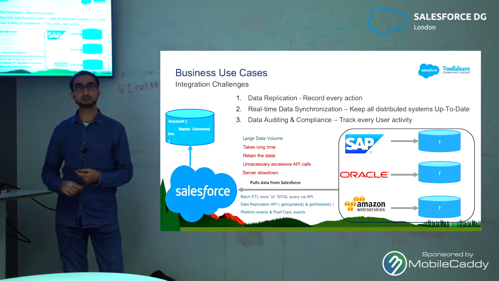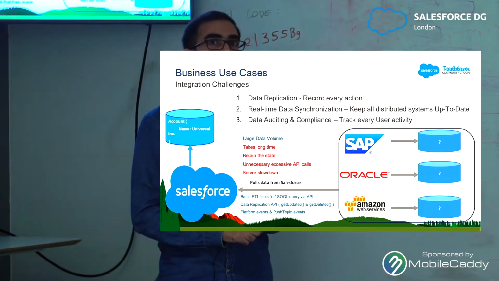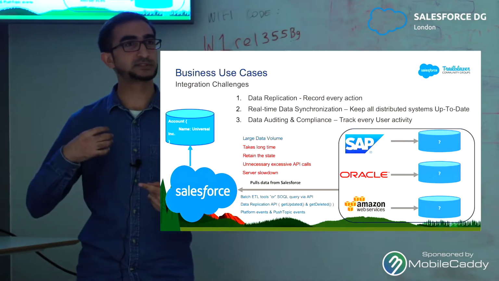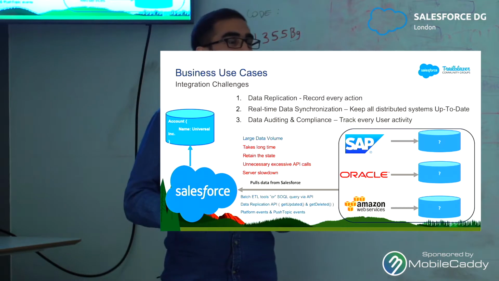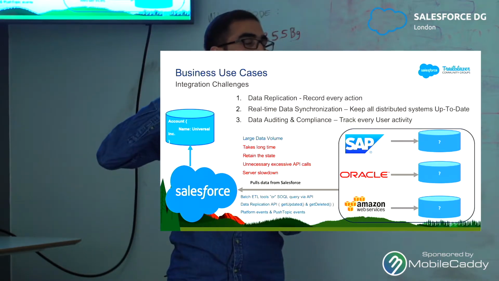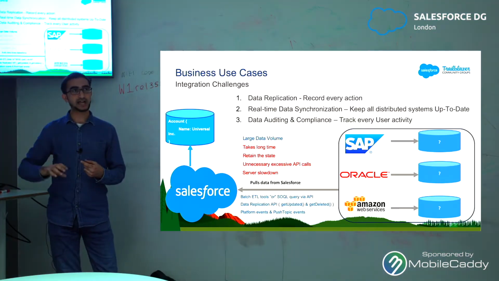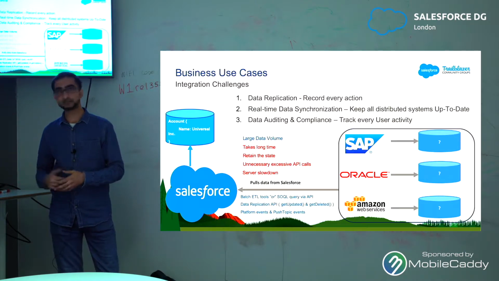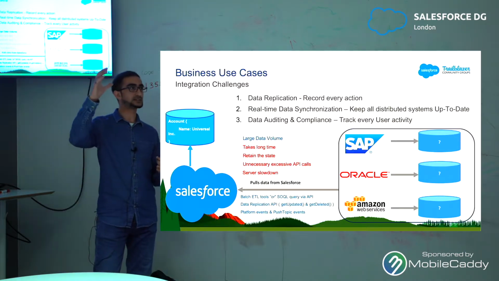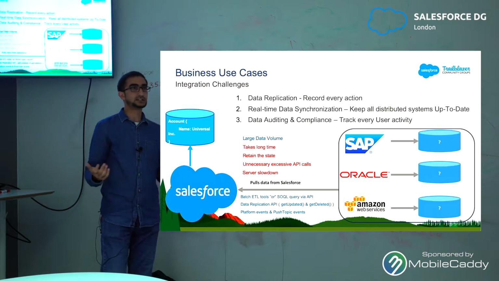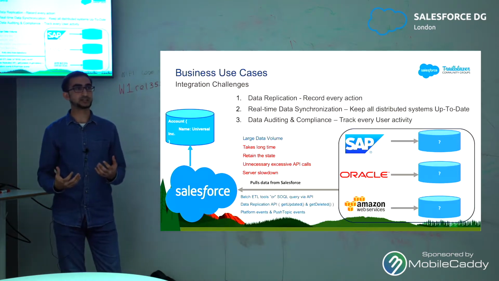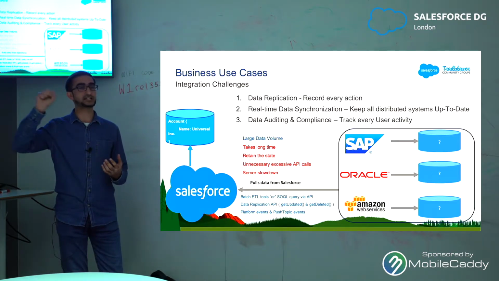With the large data volume, it takes a long time. Sometimes you need to make excessive API calls to pull the data from Salesforce, and due to that, servers sometimes go down. Those kinds of problems always come in when you start pulling data from Salesforce.